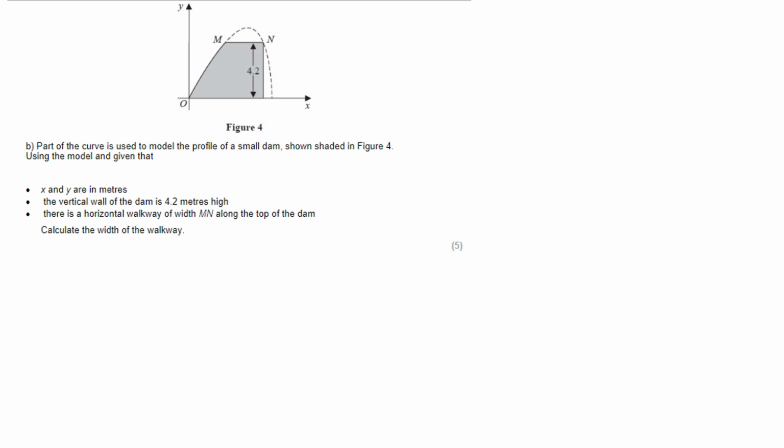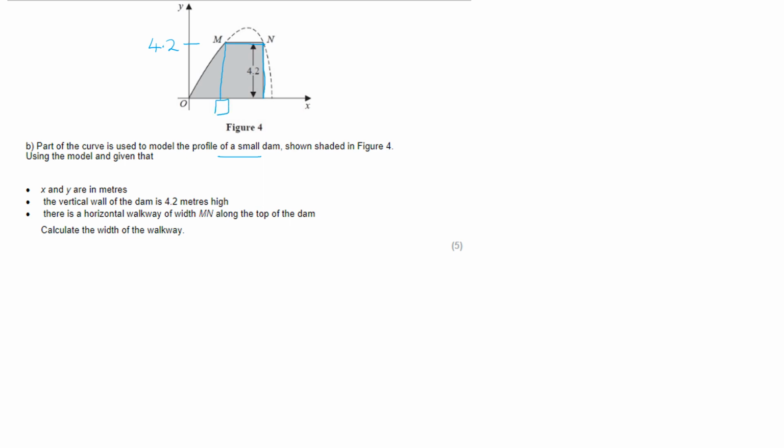This is part B of the same parametric equation question. We've got the curve being used to model the profile of a small dam. The wall of the dam here, stopping the water going any further, is 4.2 meters high. X and Y are in meters. There's a horizontal walkway of width MN across the top of the dam here, and our job is to calculate the width of that walkway.